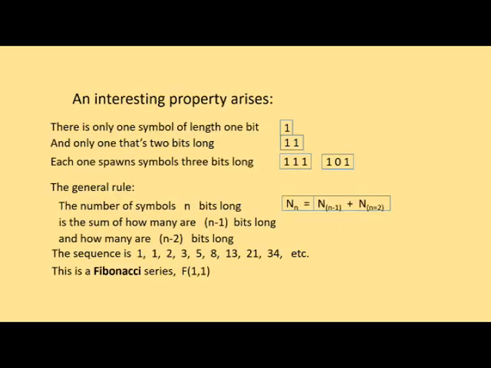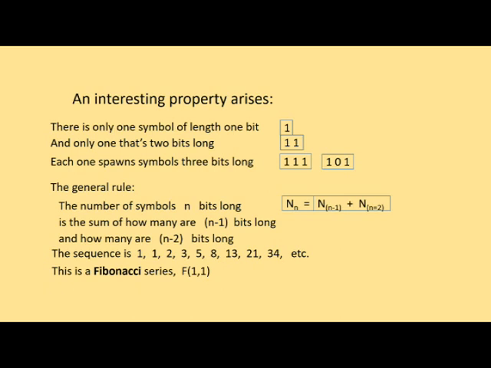An interesting property pops up at this time. Again, I ignore the double zero symbol stop state. So I have only 1 symbol 1 bit long and 1 symbol 2 bits long. Each of these spawns 1 other symbol, so I get 2 symbols 3 bits long. And the general rule is the number of symbols of n bits is equal to the number of symbols of n minus 1 bits plus the number of symbols of n minus 2 bits. That is, the number of symbols of 3 bits is equal to the number of symbols with 2 bits plus the number of symbols of 1 bit.